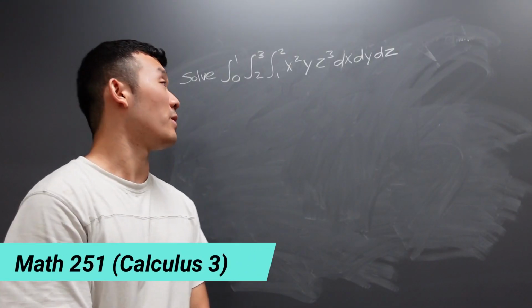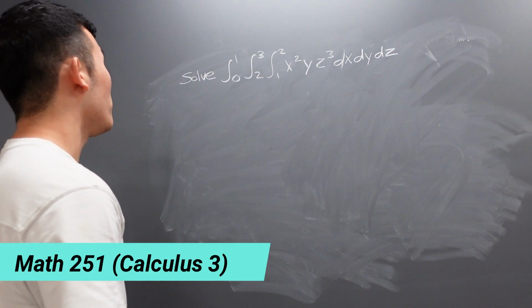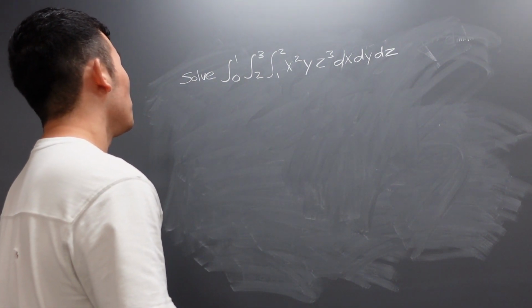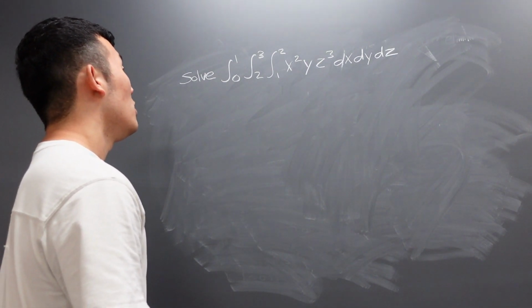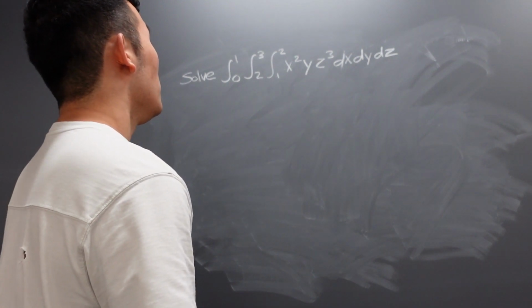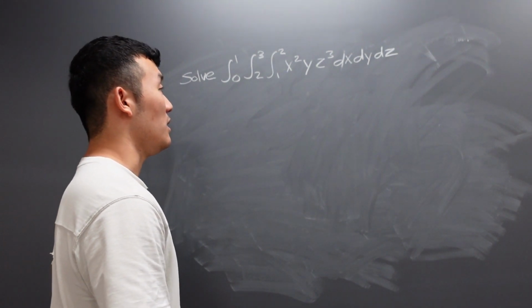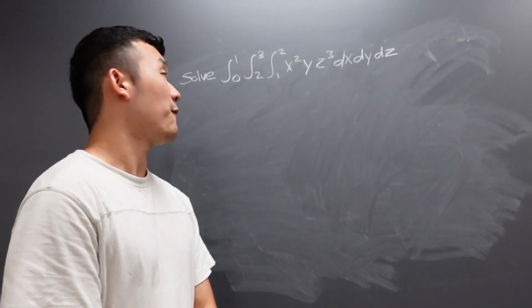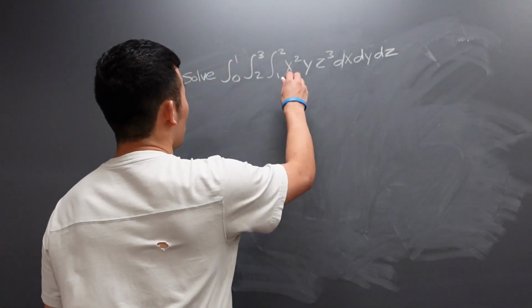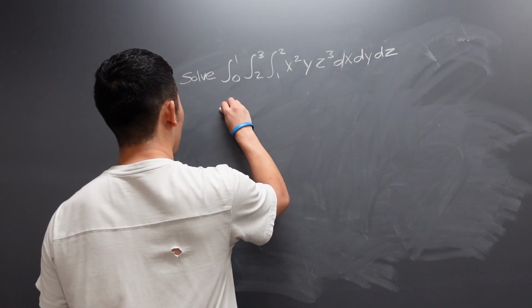Alright, so in this problem here, we're trying to solve this triple integral problem. We have the integral from 0 to 1, 2 to 3, 1 to 2 of x squared times y times z to the third dx, dy, and dz. What I like to do first here is take the integral with respect to each variable. So let's work with the x's first.